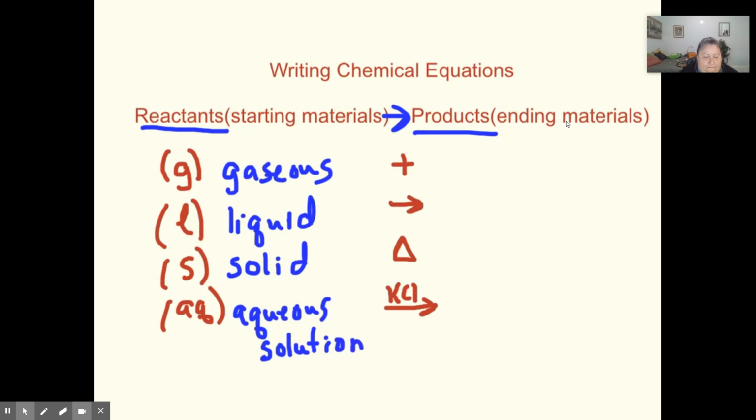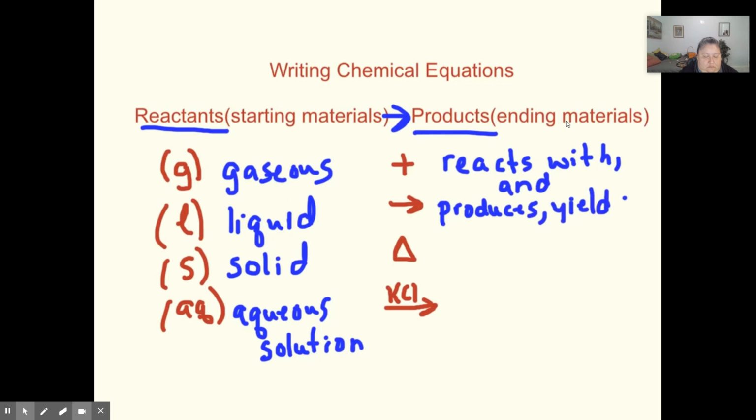You're also going to see these terms that are on the right hand side. When you see the plus, if it's on the reactive side, it's going to mean reacts with. If it's on the product side, it's just simply going to mean and because it produces two different things. The arrow, it means produces or yields. Either one of those would work. If you see a triangle, and the triangle would usually be above an arrow, the triangle is going to mean that heat is added to it. And usually that's breaking something down, but the triangle just means that heat is added.